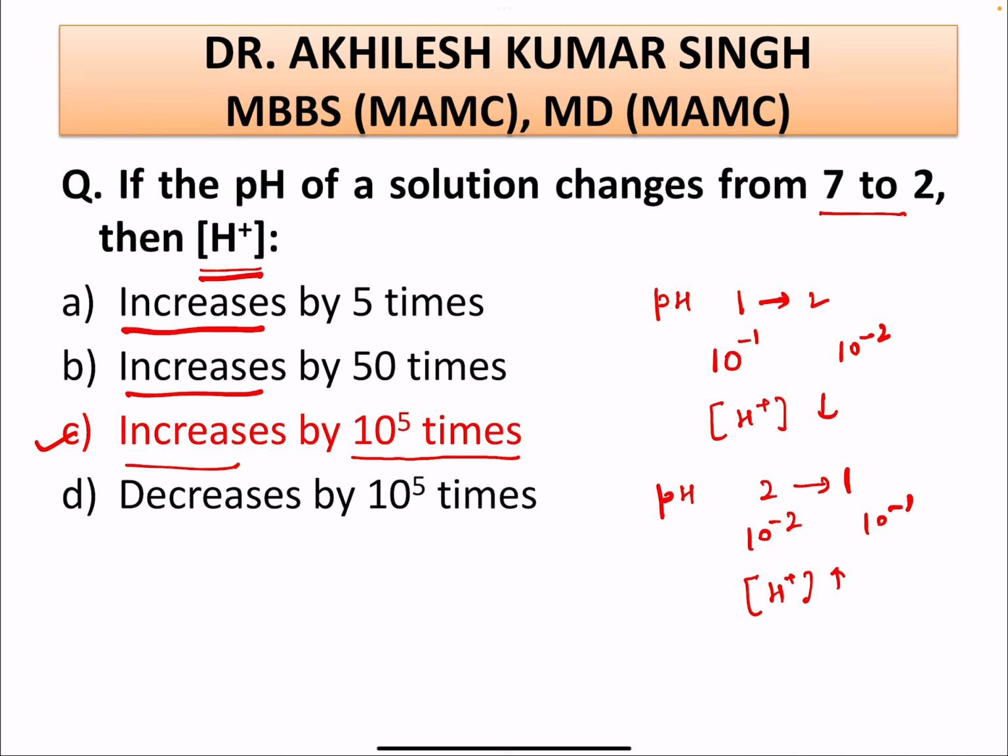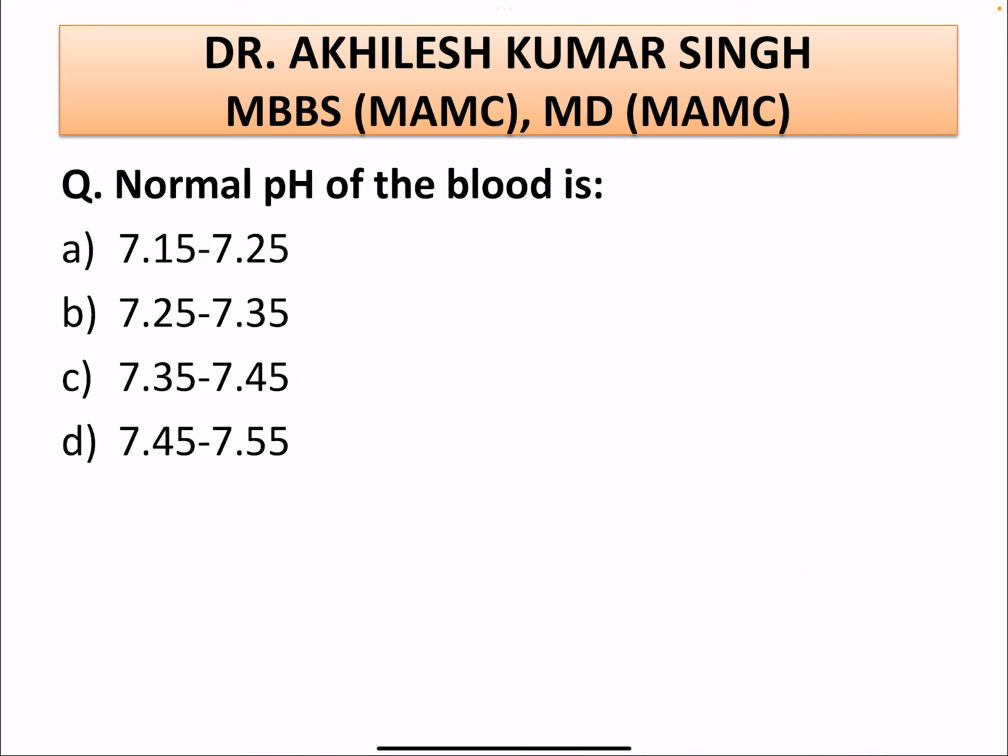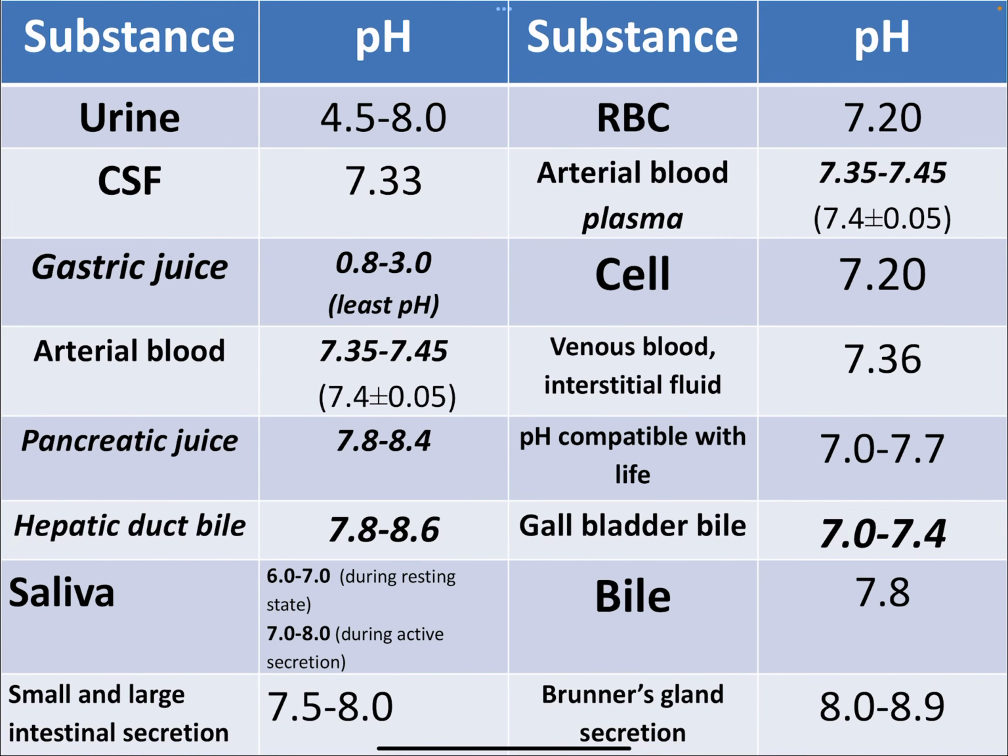Now come to the second question. The second question is the normal pH of the blood. It means you have to know the pH value of some body fluids. So let us have a look at the table, which is important from the various examination point of view. You have to remember the pH of various fluids in the body. In this table I have mentioned all the important body fluids and their pH values.